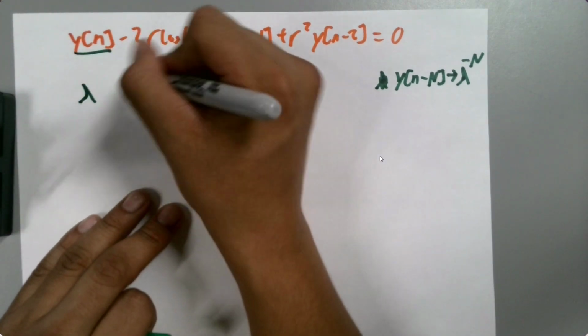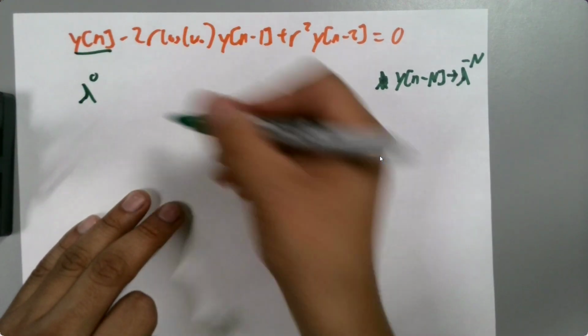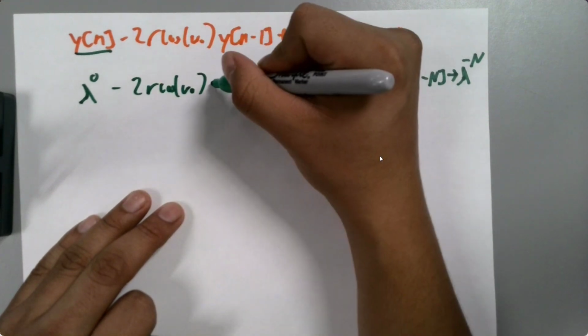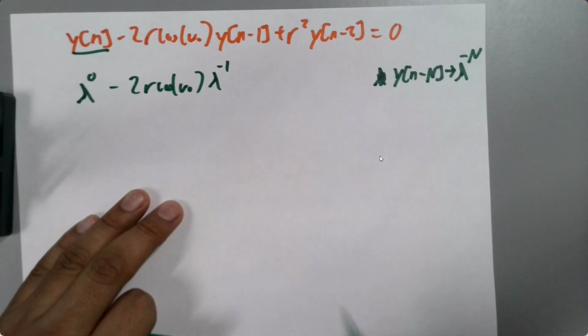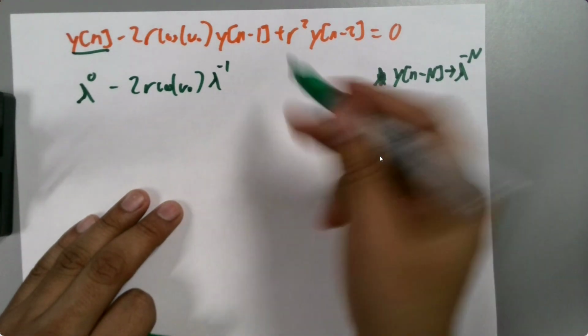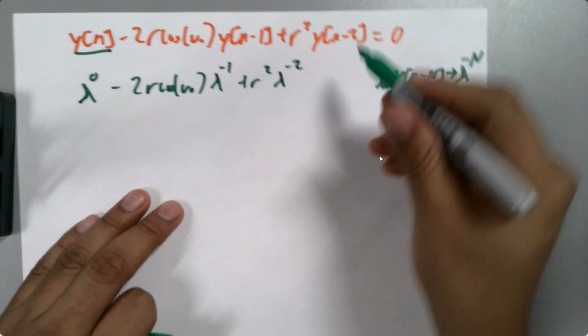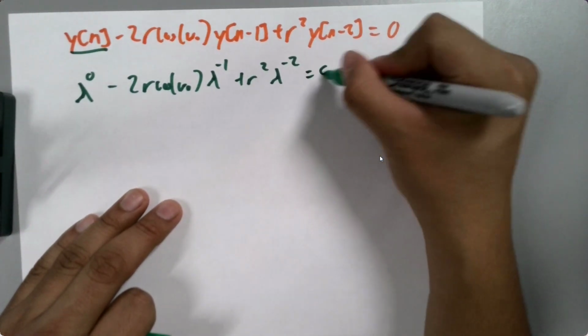We have lambda to the 0 because there's no delay there, minus 2r cosine omega naught lambda to the minus 1 because we have a minus 1 delay there, plus r squared lambda to the minus 2 because we have a minus 2 there, is equal to 0.